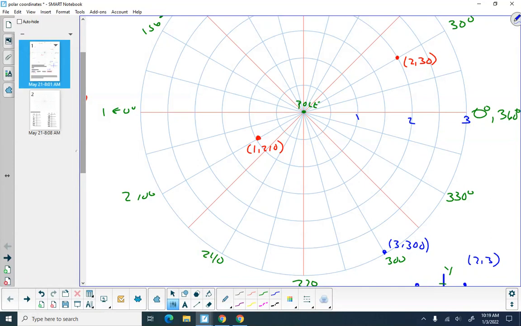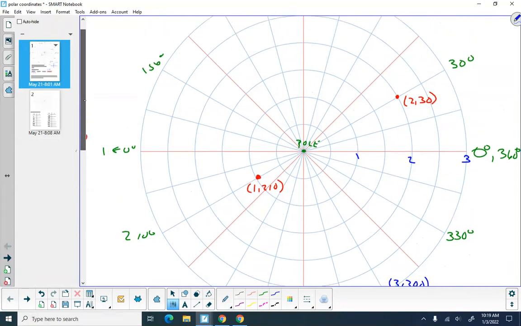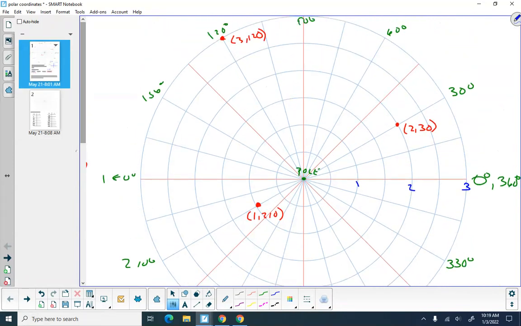We go the opposite direction. So we'd go out which line? 300 takes us this way. If I go the opposite direction, 120. I would be going out this direction right here. So this would be the same ordered pair as 3, 120.